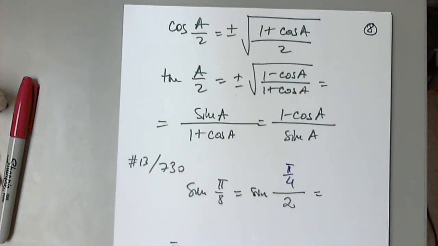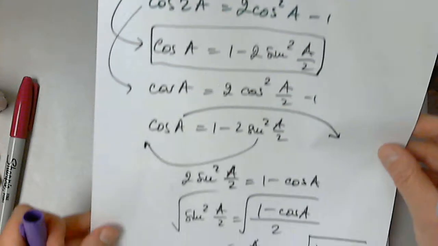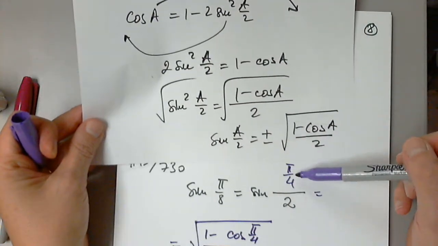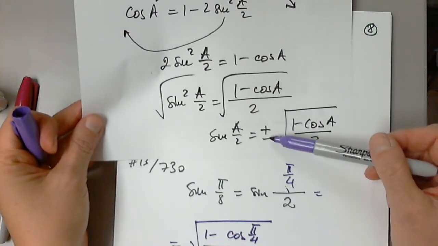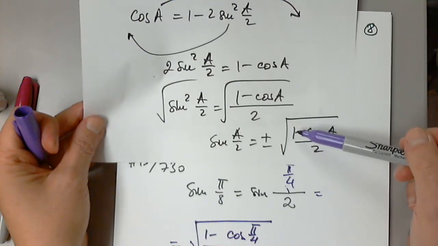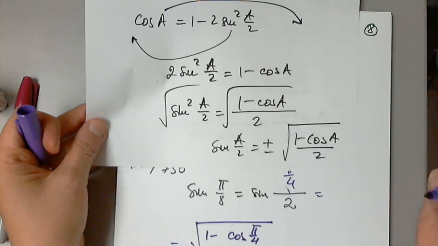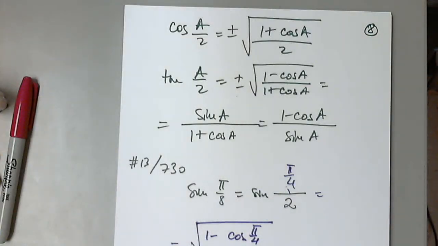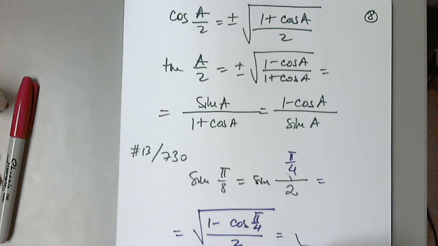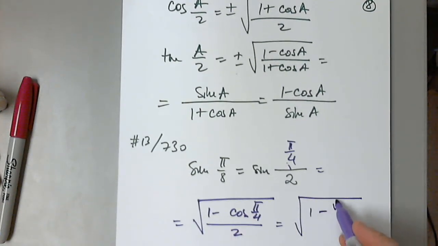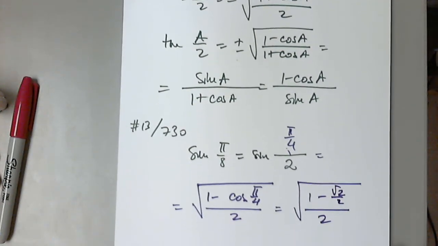And since I know that this is in the first quadrant, I will have the square root of 1 minus cosine pi over 4 over 2. Where does this come from? From here. Sine of pi over 4 over 2 equals, in this case it's positive, the square root of 1 minus cosine pi over 4 divided by 2. I know what cosine pi over 4 is. Not nice, but it is the square root of 2 over 2. Everything over 2.